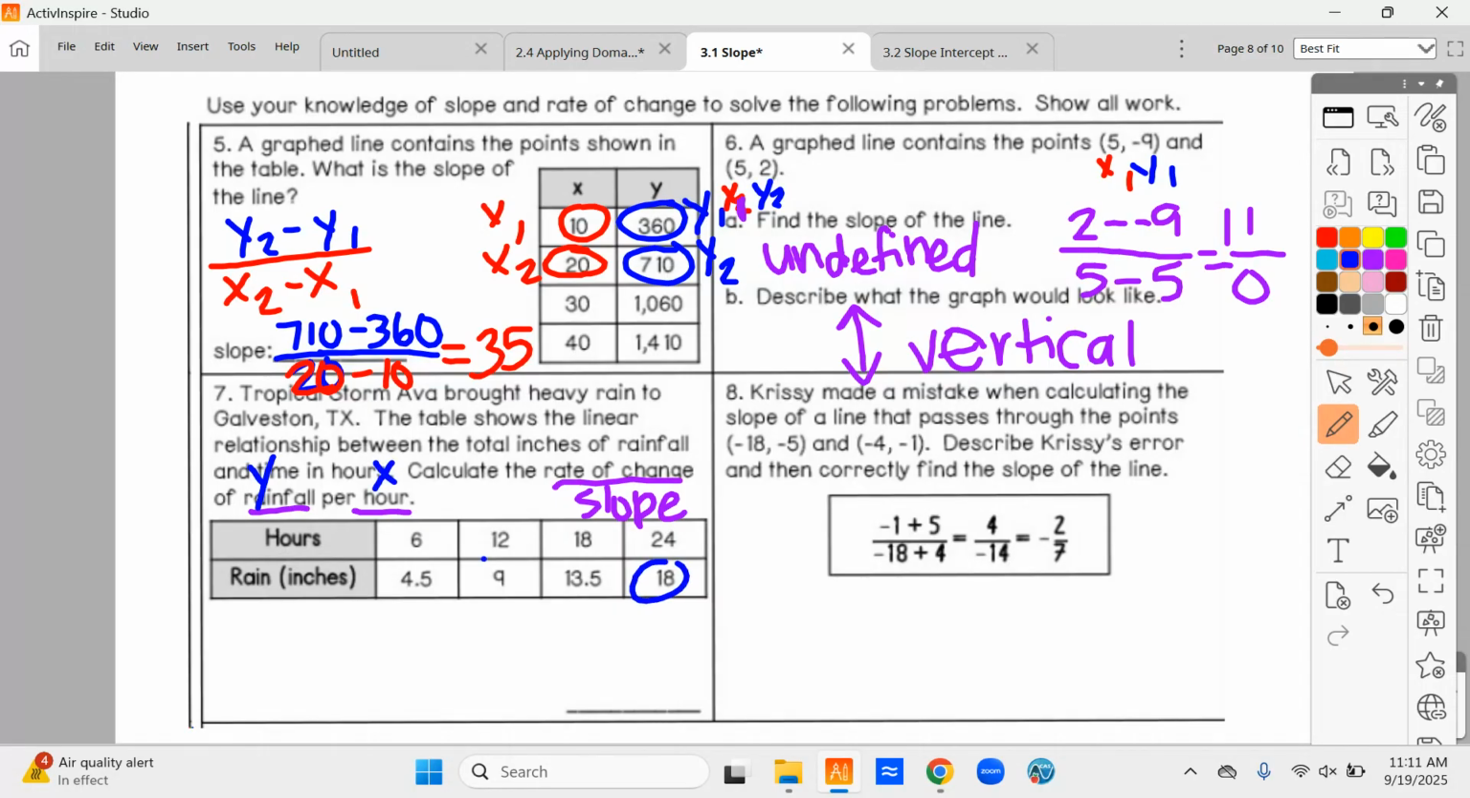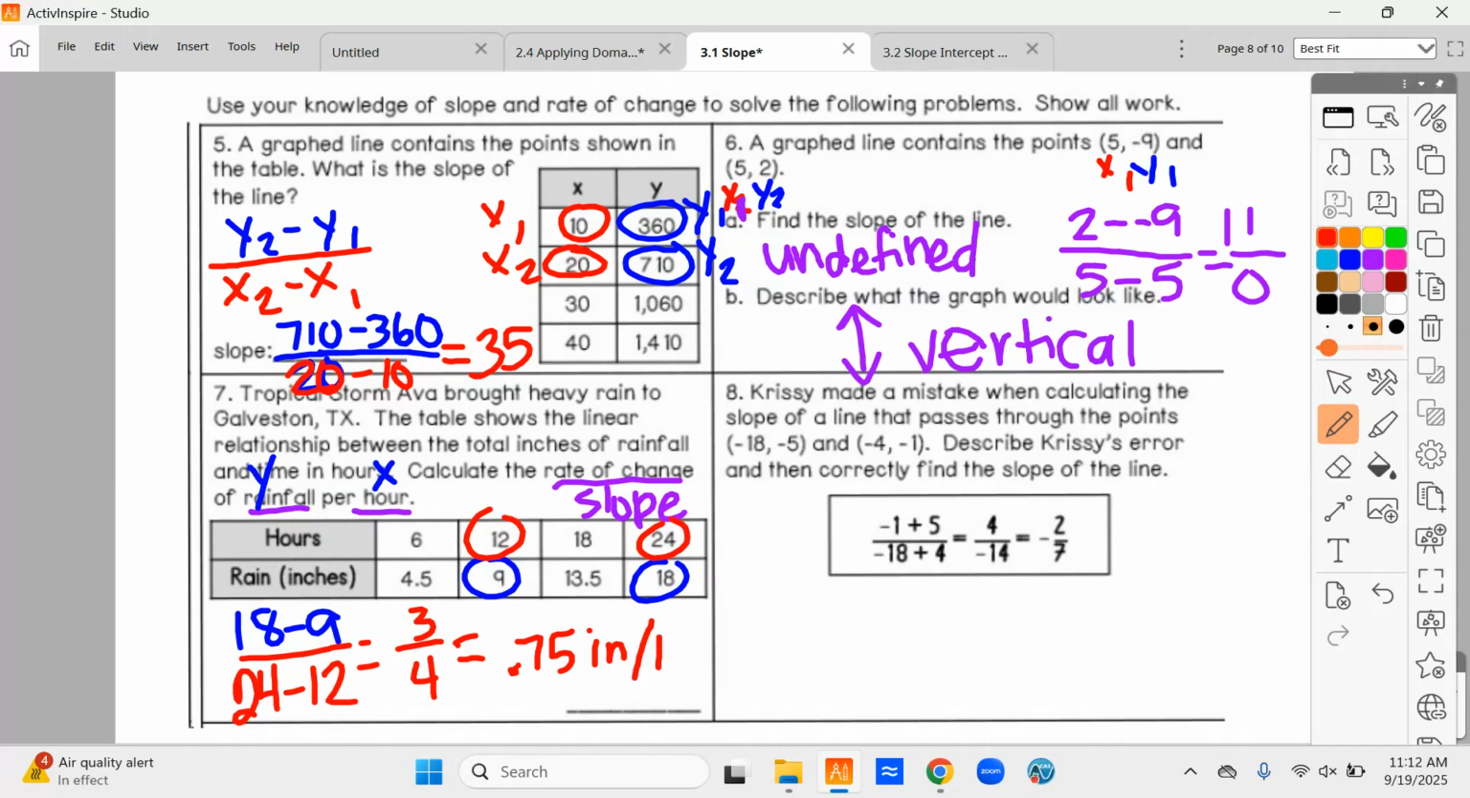So again, I'm just going to choose my whole numbers. So 18 minus 9, 24 minus 12. And I have to choose my correlating x values if I choose my y. Now, if I plug this into my calculator, I get 9 over 12, which simplifies to 3/4. Now, to say 3 inches of rain in 4 hours seems kind of silly, so this would be appropriate to switch to a decimal. So we'd have 0.75 inches per hour.